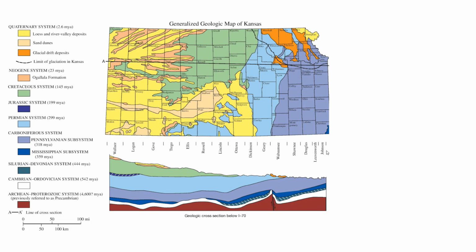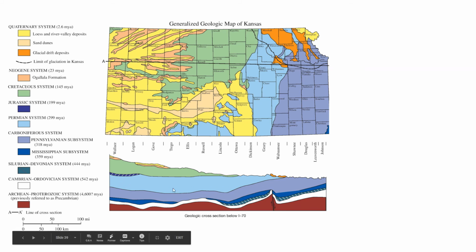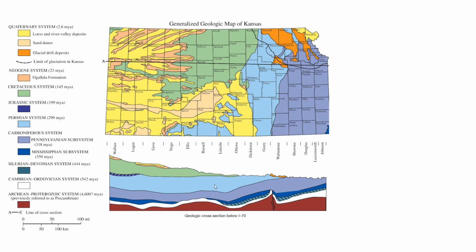This is a generalized geologic map of Kansas. Not terribly exciting, but you can see the layers are much wider, and that's because largely Kansas geology is pretty flat. It's not perfectly flat, but if you look at the cross section, there's not a lot of topography or not a lot of tectonic change here. There's a little bit of upwarping here, but that's largely pretty flat.